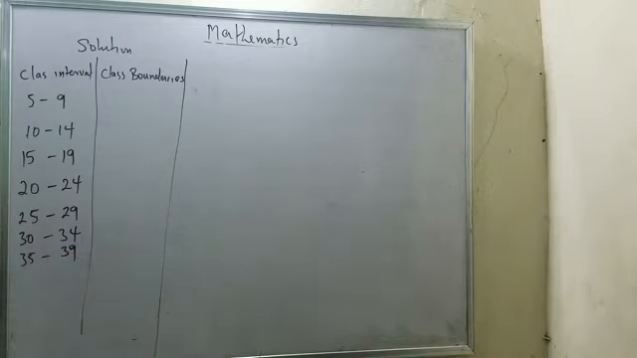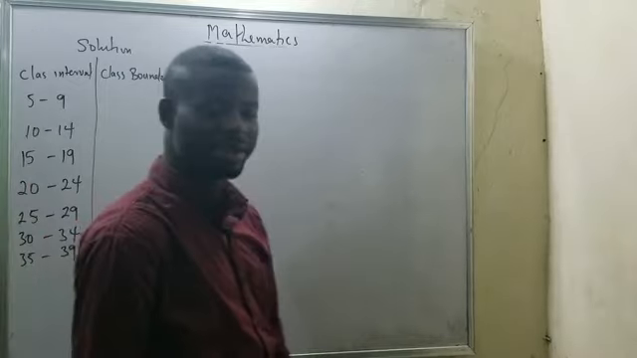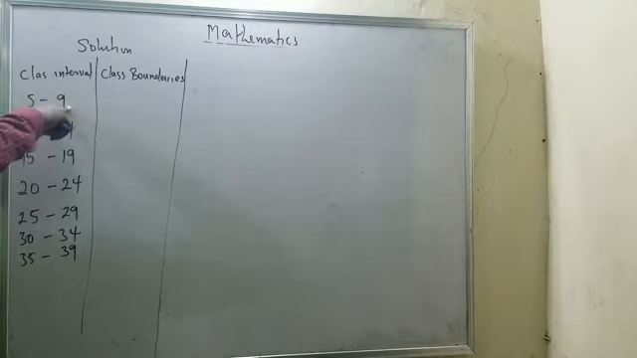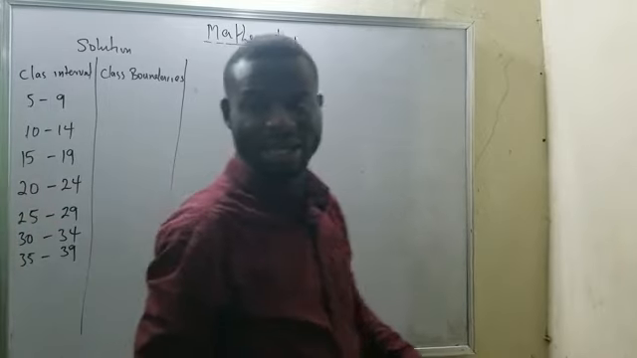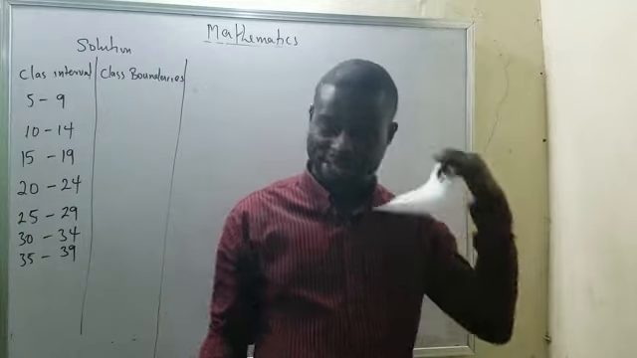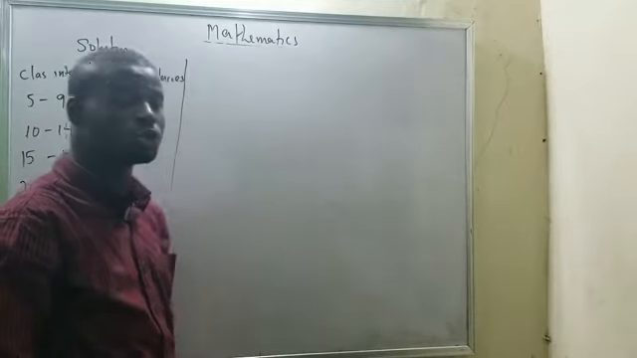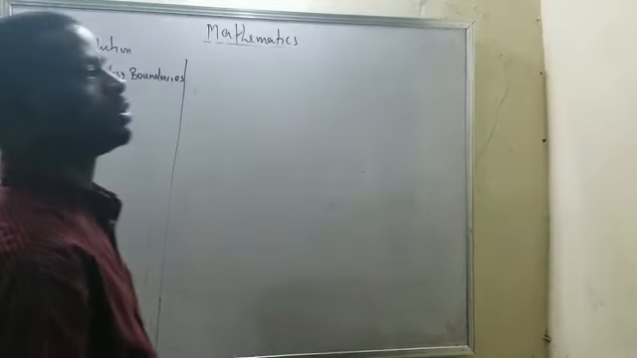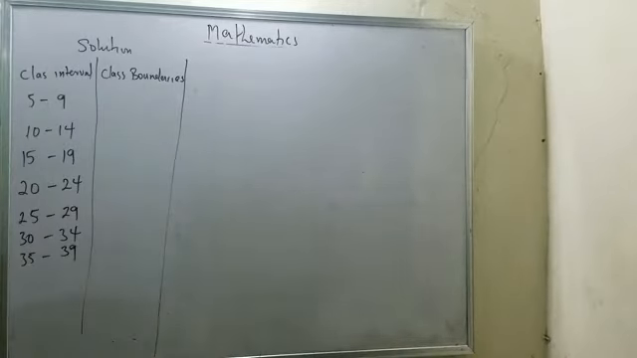Now, I want to generate my class boundary here. My class boundary is defined by subtracting half from the lower class interval and adding half to the upper class interval. Why are we doing that? So that there will be a connection, a meeting point. Class boundary is what we use to generate our histogram, which is one of them.